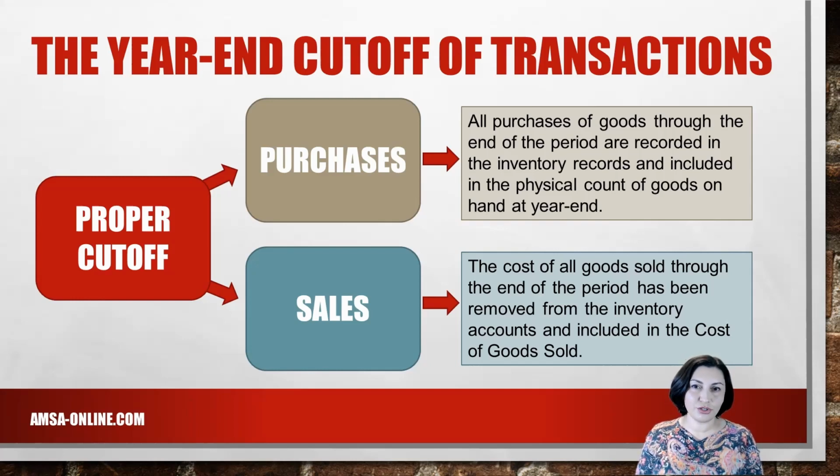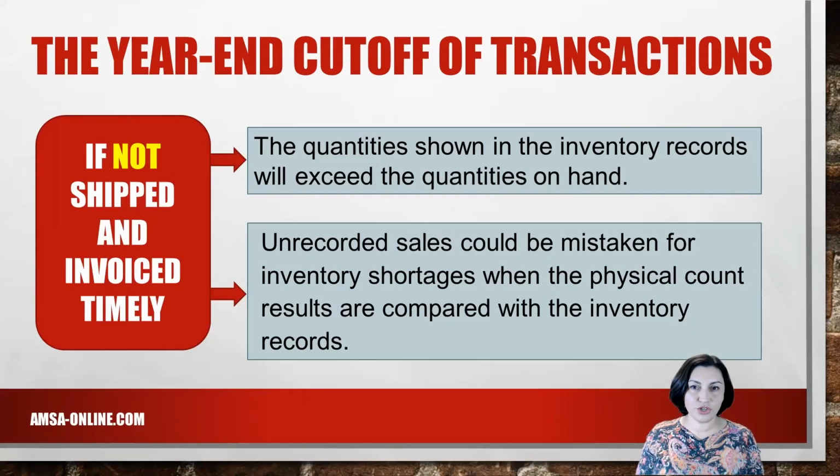Likewise, it is essential to ensure that the cost of all goods sold through the end of the period has been removed from the inventory accounts and included in the cost of goods sold. These inventory items should not be counted during the year-end physical count. If sold goods are not shipped and invoiced in the accounting system as of year-end, the quantities shown in the inventory records will exceed the quantities on hand. These unrecorded sales could be mistaken for inventory shortages when the physical count results are compared with the inventory records.